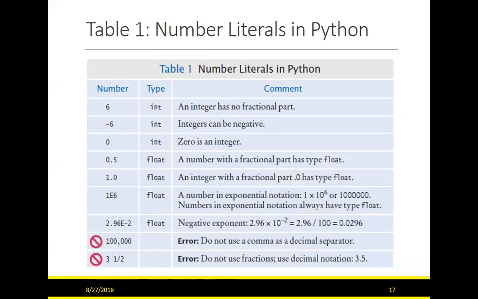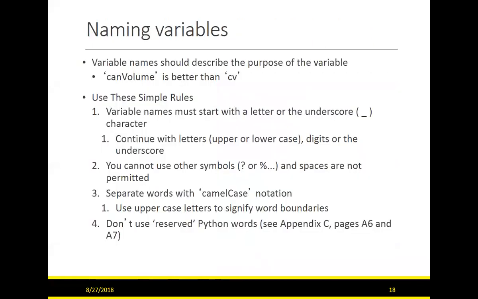Okay, so here's some stuff. 6 is an integer, okay? -6 is an integer as well. 0 is an integer, 0.5 is a float. And we got float, float, float. And don't use commas, don't use spaces, don't use anything else. So if you want 3.5, you need to put in 3.5. Okay, easy enough there. Naming variables.